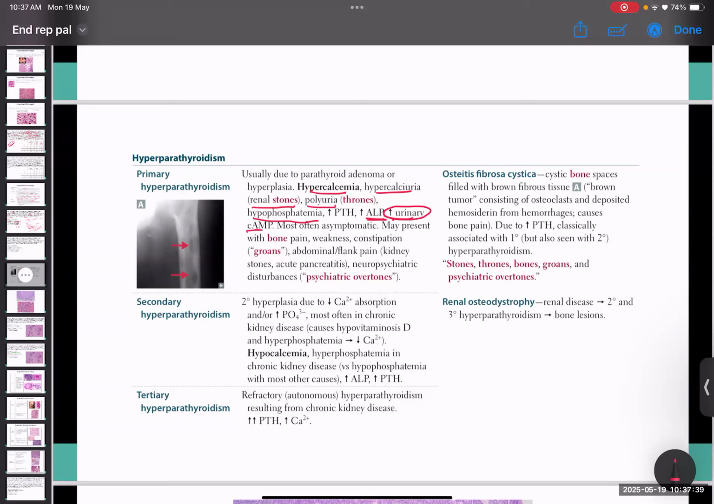Usually it's asymptomatic, however, it can present with bone pains, psychiatric overtones, constipation, and abdominal or flank pain because of kidney stones, stuff of that sort. And one thing about primary hyperparathyroidism is that it can accompany brown tumors, which are basically tumors containing osteoclasts, mainly because of increased activity of PTH. And secondary hyperparathyroidism, like I mentioned, is in the setting of CKD. Here you will see renal osteodystrophy, which is basically bone lesions in response to the renal disease.